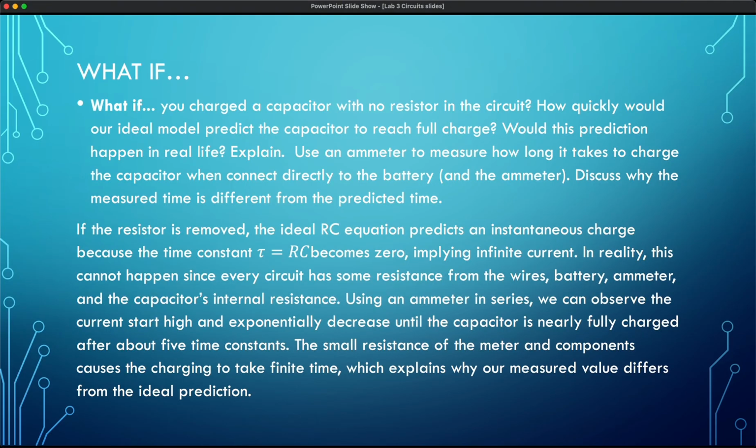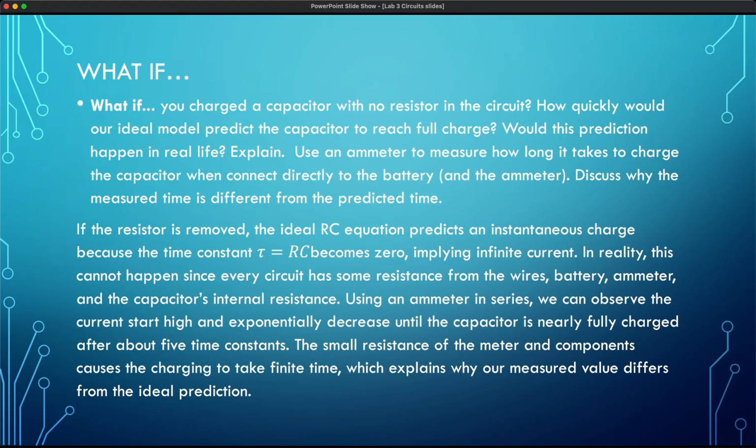If the resistor was removed, the ideal RC equation predicts an instantaneous charge, because the time constant RC becomes zero, implying an infinite current. In reality, this cannot happen since every circuit has some resistance from the wire, battery, ammeter, and the capacitor's internal resistance. Using an ammeter in series, we can observe the current start high and exponentially decrease until the capacitor is nearly fully charged, about 5 time constants.